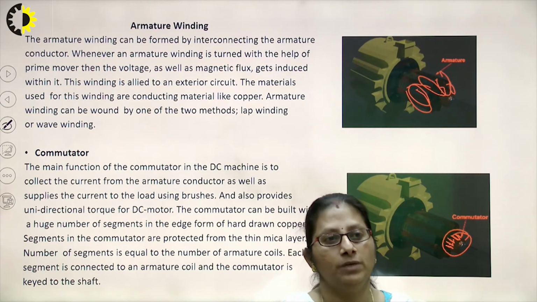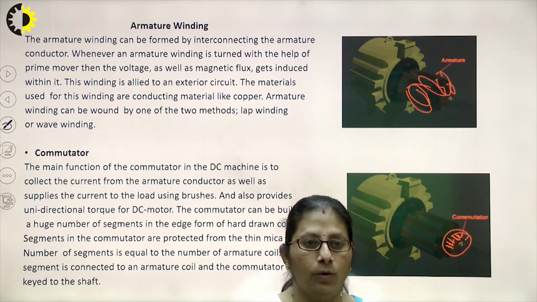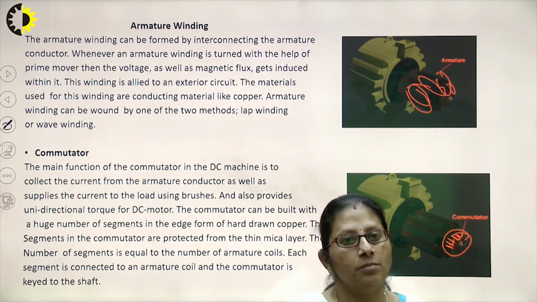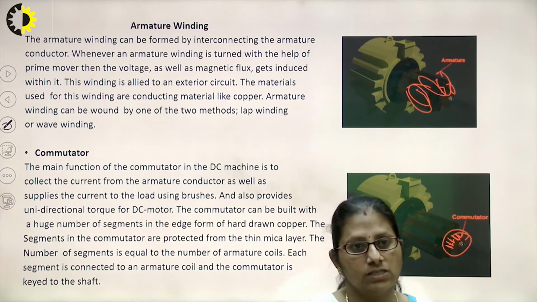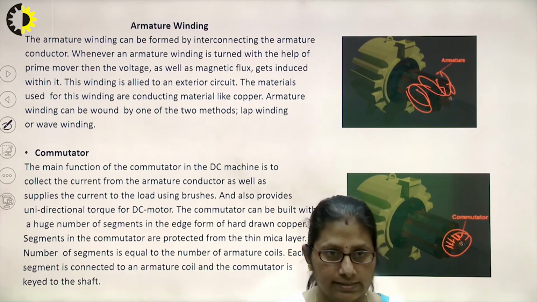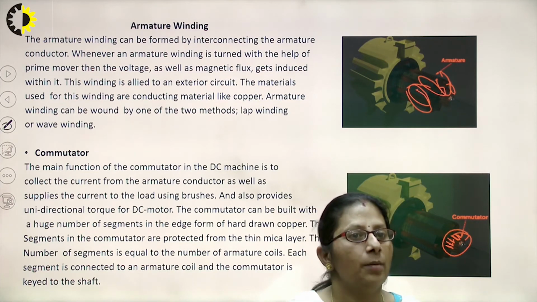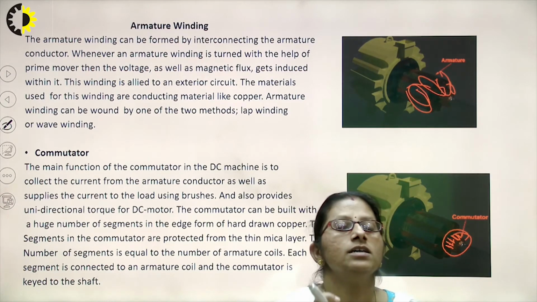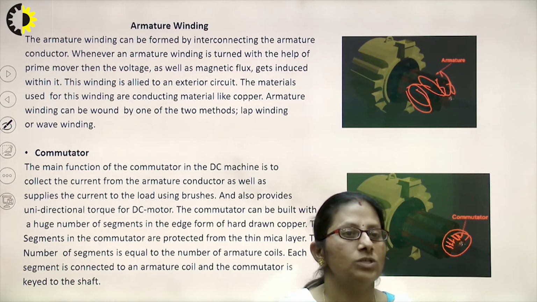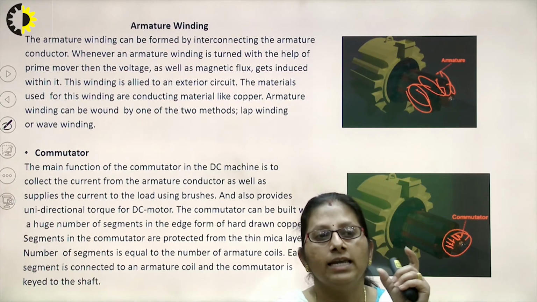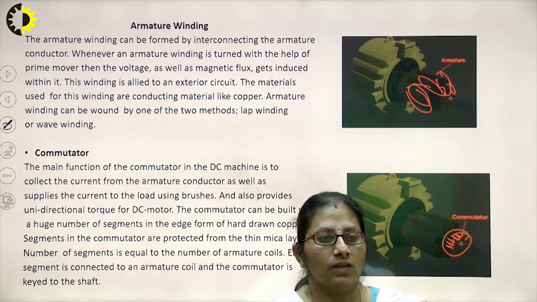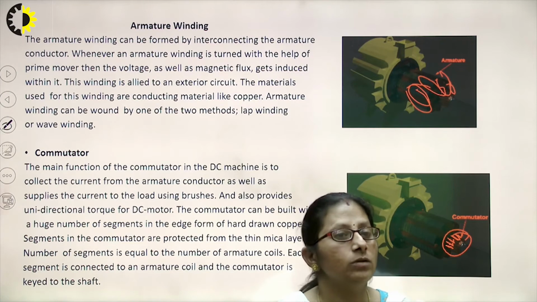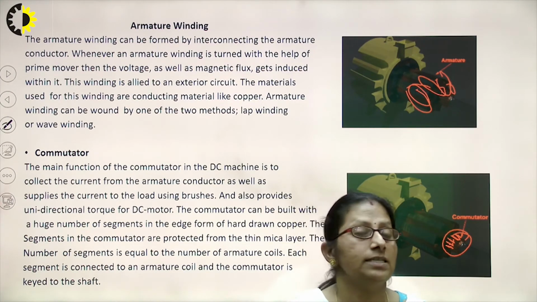The commutator is built with a huge number of segments in the form of hard drawn copper. The segments in the commutator are insulated by a thin mica layer. The number of segments is equal to the number of armature coils. Each segment is connected to an armature coil and the commutator is keyed to the shaft. That means the commutator is the part of the DC machine which converts the internally developed AC into equivalent DC in case of a generator, and it also provides a unidirectional torque if it is a DC motor.